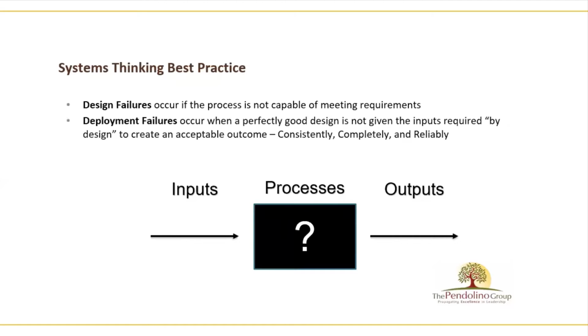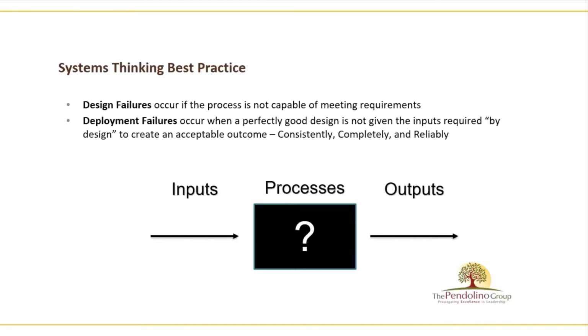Now, there's a distinction, another term for you to take away, and this term is called deployment failures. So deployment failures occur when you have a perfectly good design and it's not given the inputs required to create an acceptable outcome. In other words, where you will see your organization focusing, rather than on the gaps as in the traditional approach, if they are not getting the desired outputs, is that they will focus on the quality of the input. Very critical here. So from this standpoint, deployment failures occur when the inputs have failed. Okay, so this is an important element as you're getting your terms and terminology nailed down for your organization.